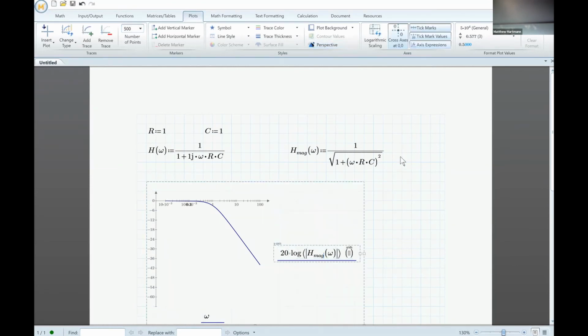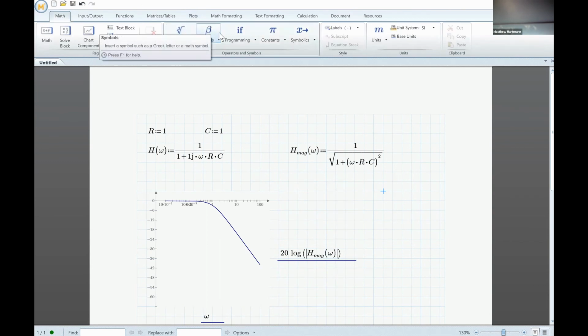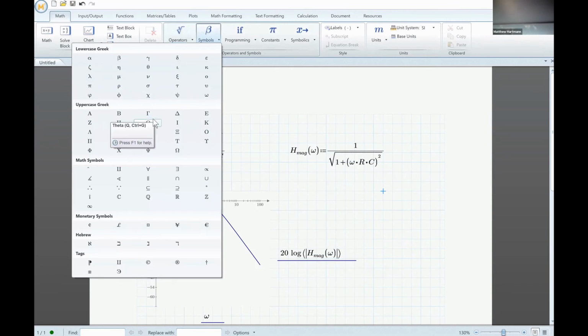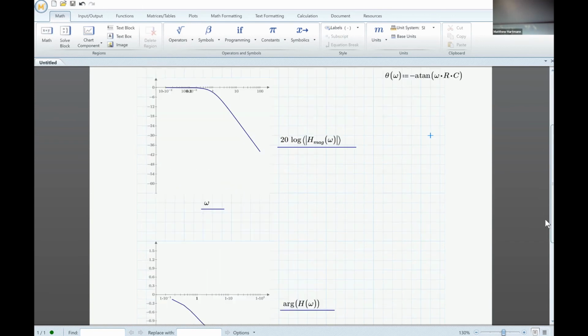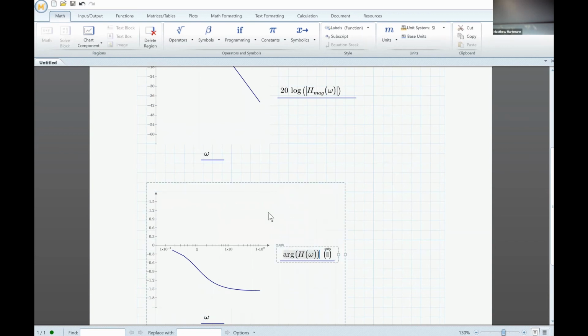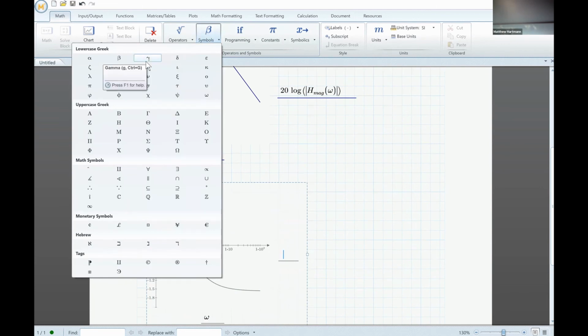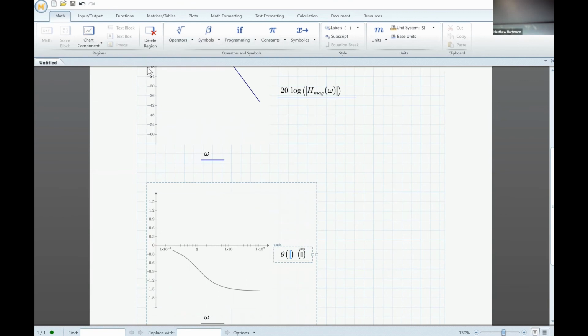We can also, let's sneak it in right here. Let's see. I don't remember what the shortcut is for theta. We could drop that guy in right here, and we can see that our graph doesn't change. So we can check our work using both LTSpice and Mathcad for all of these frequency problems.